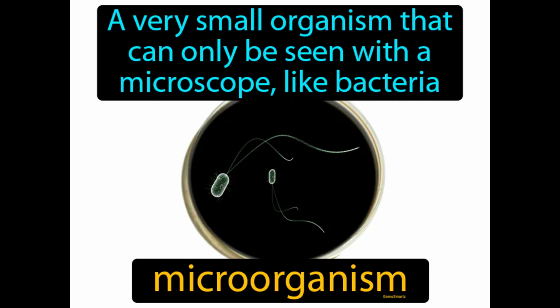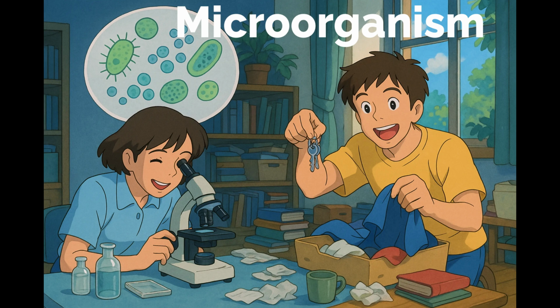A very small organism that can only be seen with a microscope, like bacteria, microorganism. A microorganism is a tiny living thing, like bacteria or fungi, that you need a microscope to see. Imagine trying to find your misplaced keys in a cluttered room. Just as you need to sift through and focus on the tiny details among the mess to spot the keys, scientists use microscopes to see microorganisms like bacteria amidst the vastness of the unseen world.